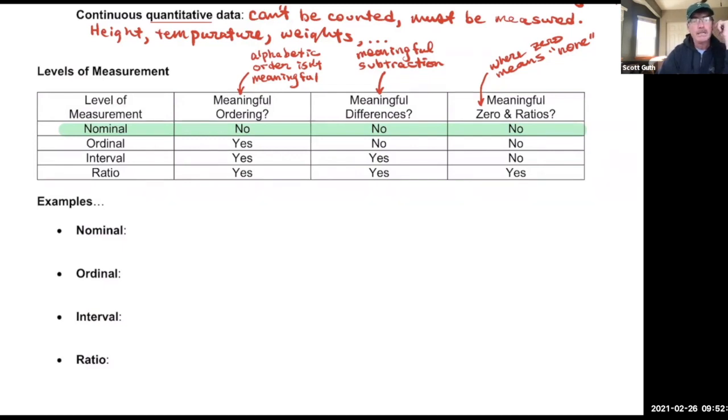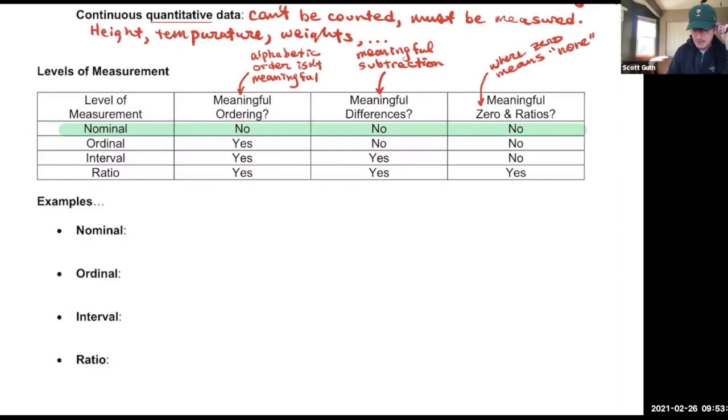So again, nominal, you're saying no to all of these. Ordinal has meaningful ordering only. Interval, you can order and subtract meaningfully. And then ratio, you can order, subtract, and there's a 0 that means none. Okay. So here come the examples.